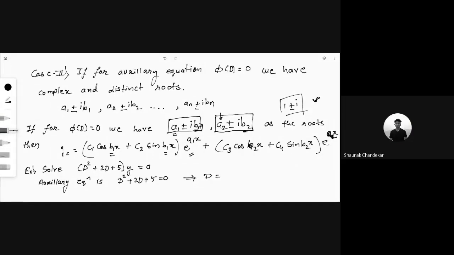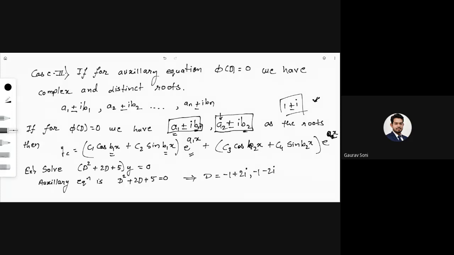Sir, -1 plus 2i. Yes, -1 plus 2i, and the other one: the degree is 2, right, so two roots should come. -1 plus 2i, comma, -1 minus 2i. Okay, these are the roots.